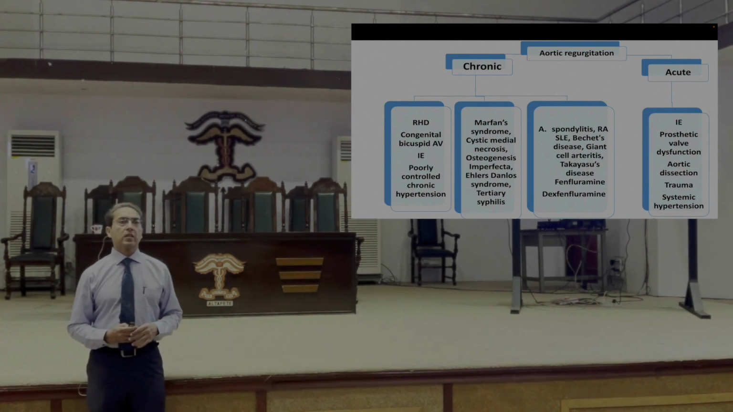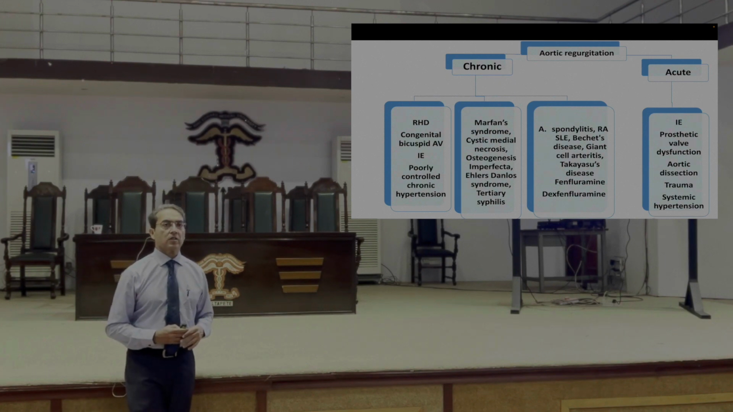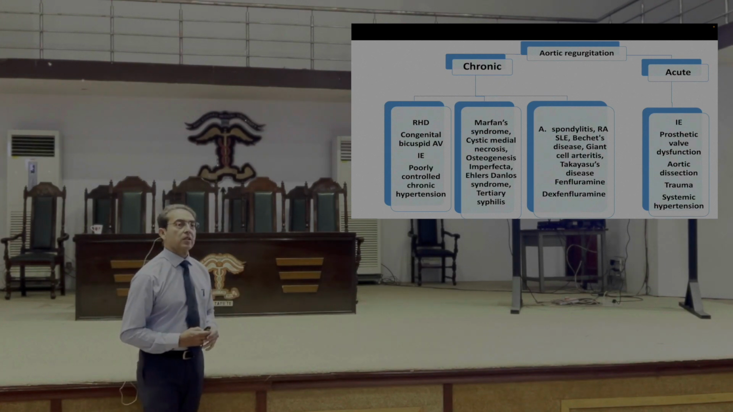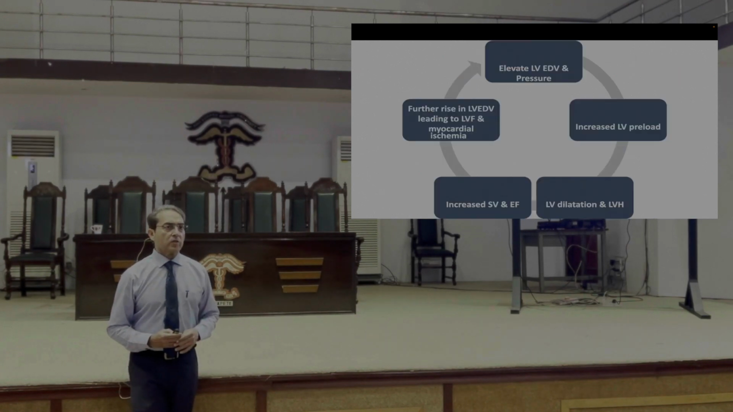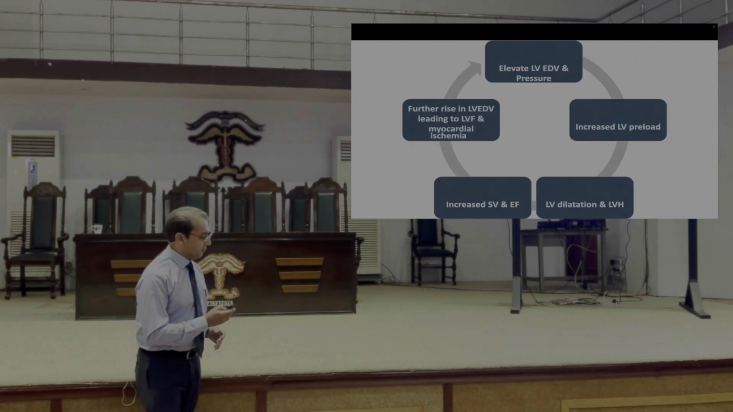So all these can result in chronic aortic regurgitation, while acute aortic regurgitation is in infective endocarditis and practically prosthetic valve dysfunction.